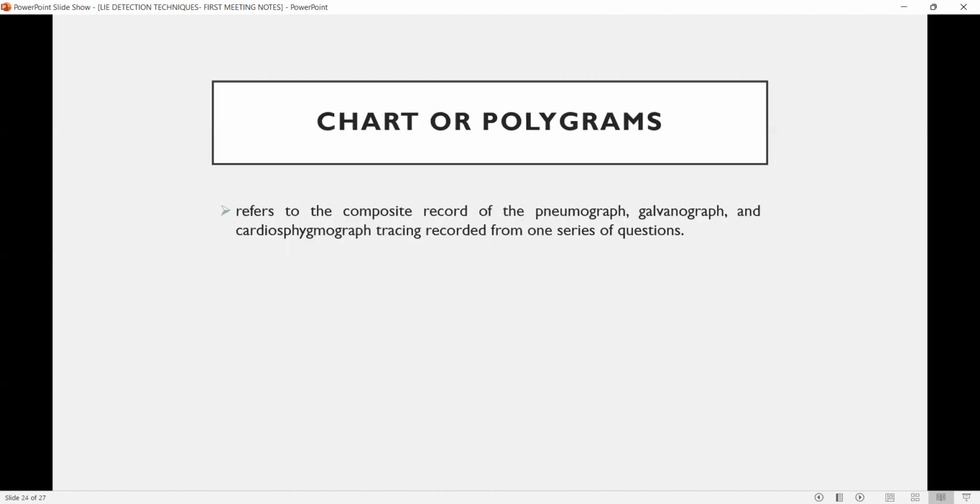Chart or polygrams, it refers to the composite record of the pneumograph, galvanograph, and cardiosphygmograph tracings recorded from one series of questions. Okay, katuning polygraph chart. Polygraph chart meaning limpyo pa, wala pa isulat. Polygrams meaning naisulat na yung mga tracings. Okay, so composite record of the pneumograph, galvanograph, and cardiosphygmograph tracings.